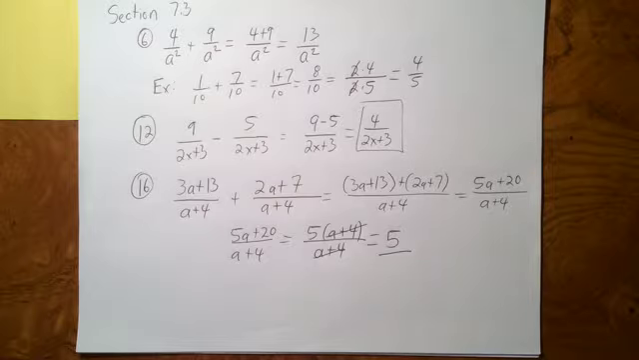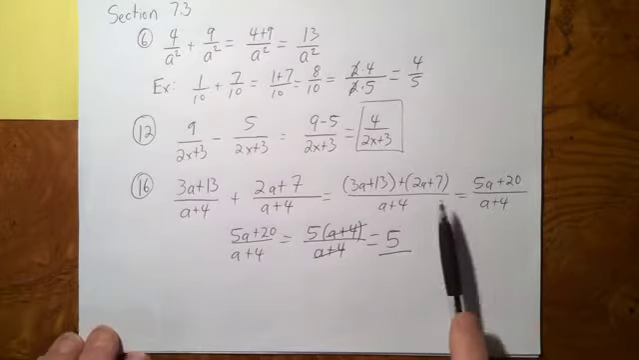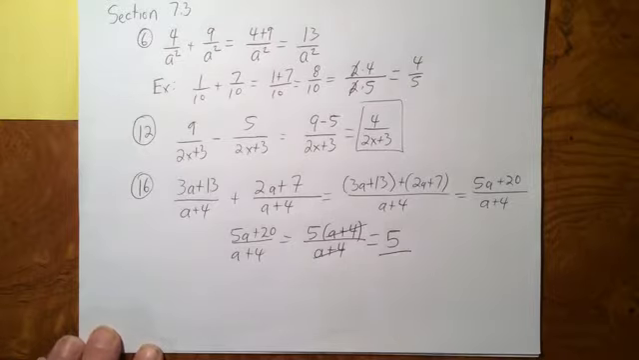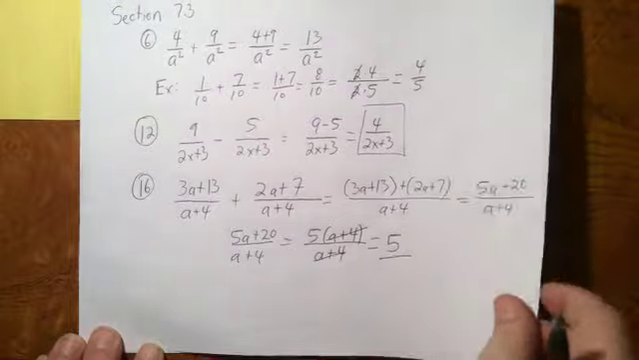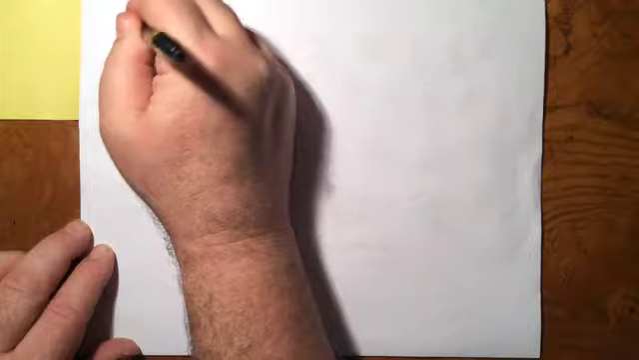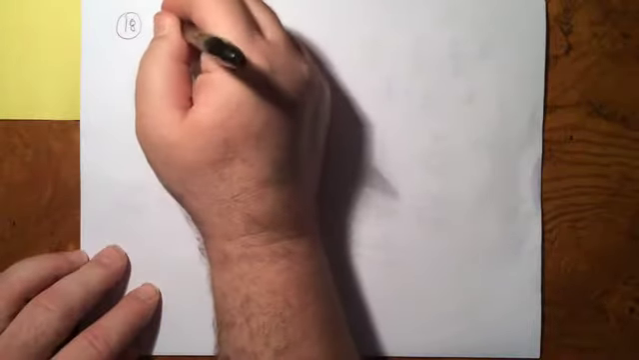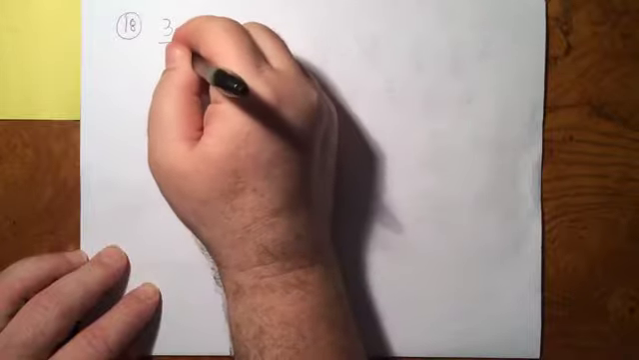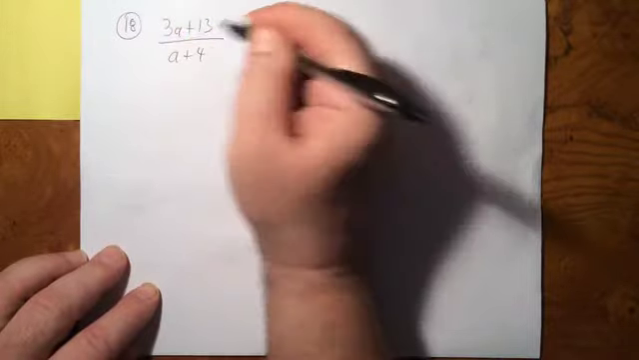Let's take a look at another example where we can use this and see why organizing information together could be helpful in obtaining a final answer. So we're going to go ahead and look at question 18. Okay, so we'll take a look at 18, and that's going to be 3a plus 13 over a plus 4.